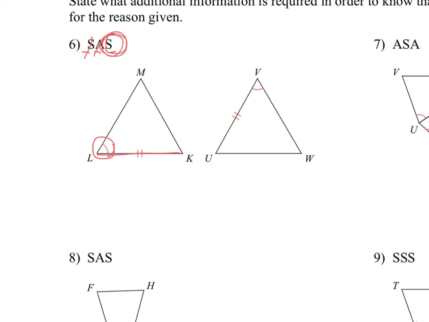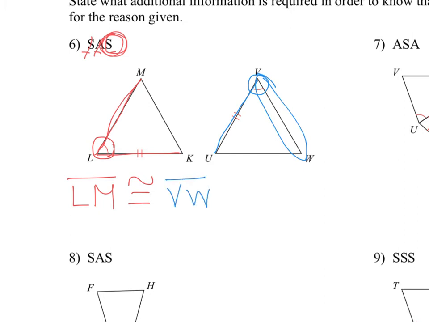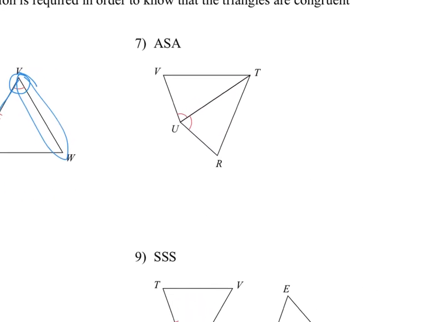We need a side, and it needs to be that very next side that comes off of this angle. So I'm going to say that LM needs to be congruent to, let's see what in the other triangle. So again, I have my side, my angle, and then it would need to be this very next side. So VW. So again, when we look at these, we look at them in order as a map, and we want to kind of use that theorem to help us figure out.